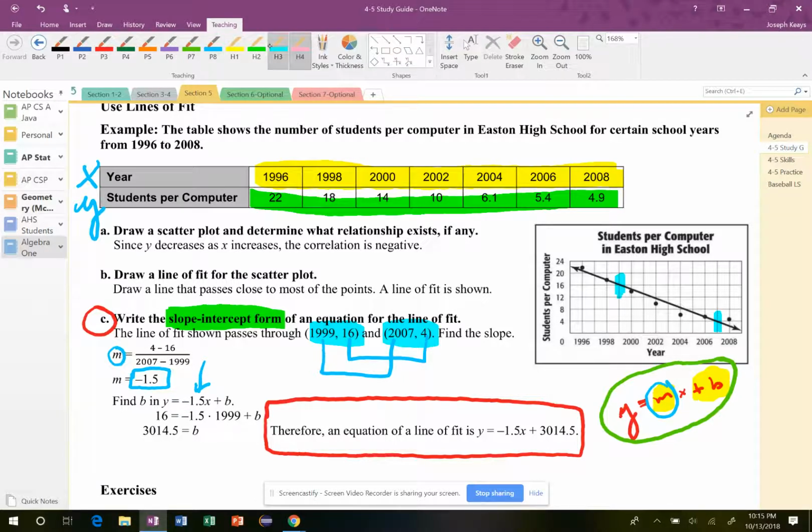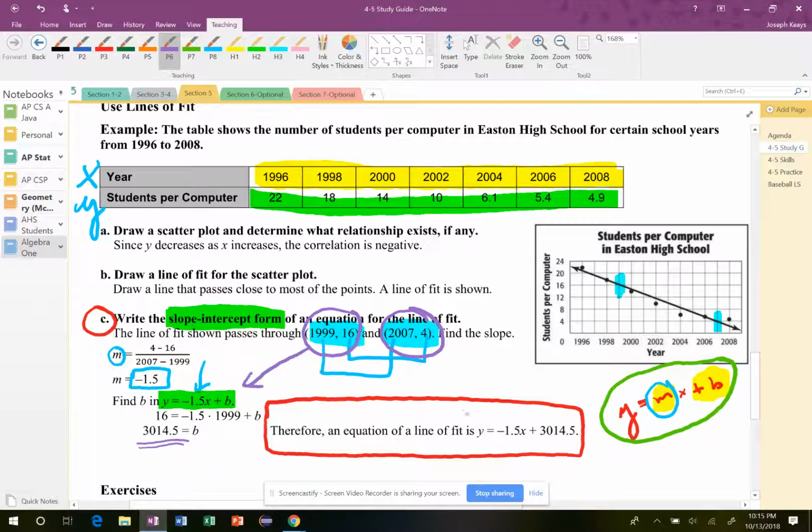And the way I trained you earlier was, hey, we write out what we know. So y equals -1/2 x plus b. And at this point, you have to make a decision. You have to either pick that point or this point. It's not going to matter which one you pick, but they picked this point right here. And you can see that because they plugged in 16 for the y value. They plugged in 1999 for the x value. And when they did this arithmetic here, solving for b, they got b to be that value.